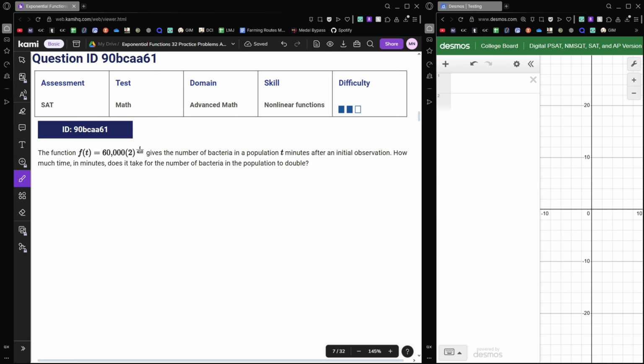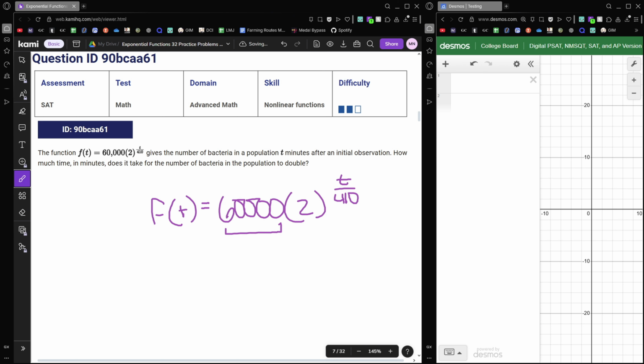Question number 7. The function f gives the number of bacteria in a population t minutes after initial observation. How much time in minutes does it take for the number of bacteria in the population to double? Alright, so I went ahead and rewrote the function. We know that the first number is the initial value, so our initial value is 60,000. Then the second number is the rate of growth, and here the rate of growth is 2.